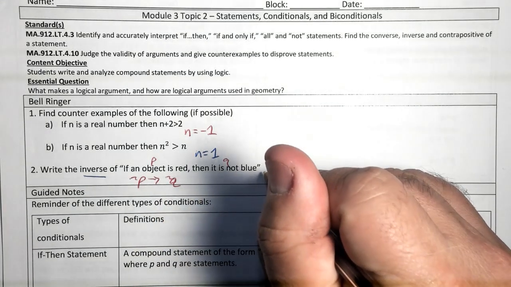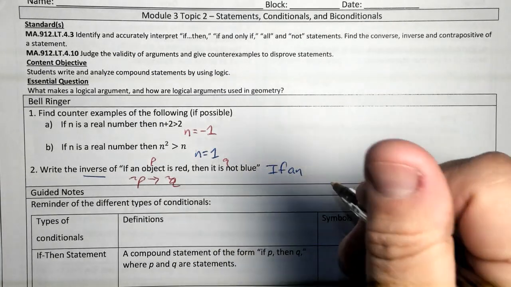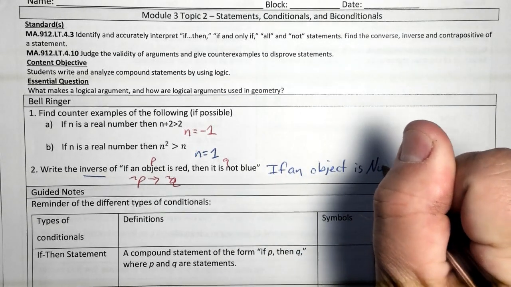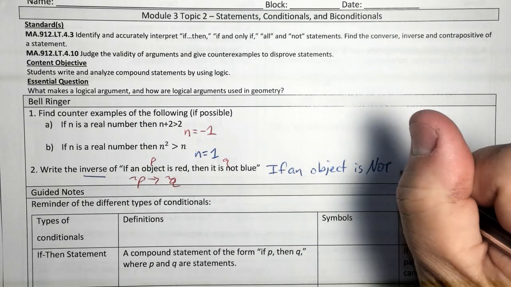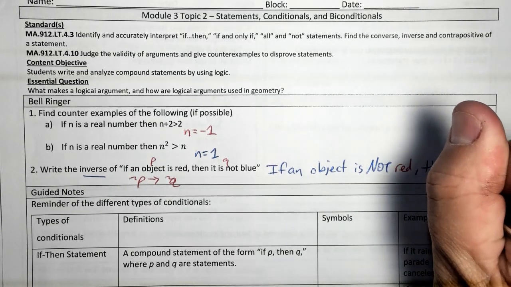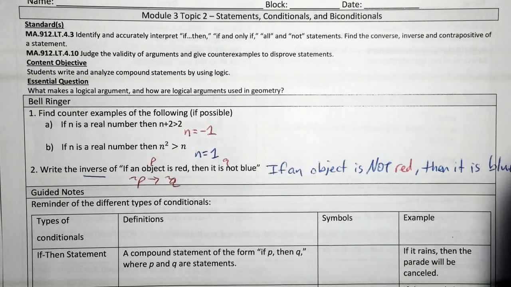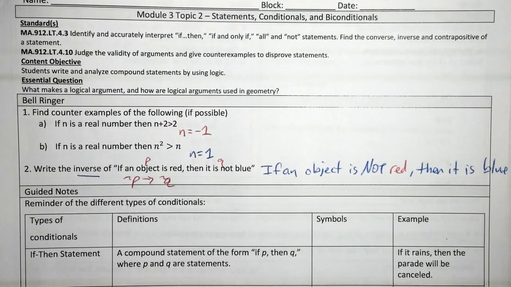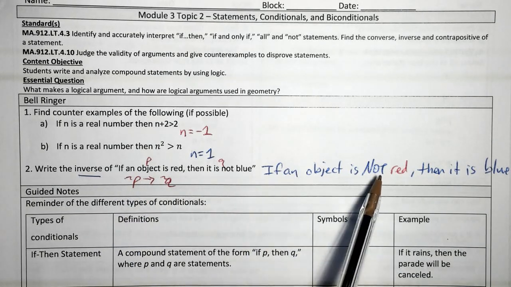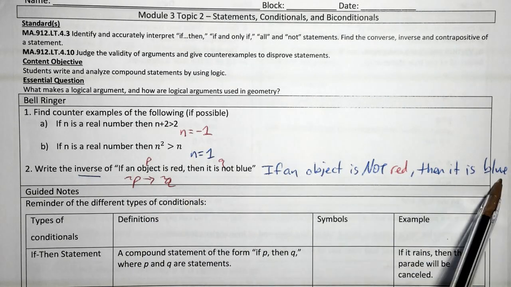So we'll say, if an object is not red, then it is blue. So we had to negate both. This said if it's red, so not P would be if it's not red, then it's not blue is Q, so not Q would be that it is blue.